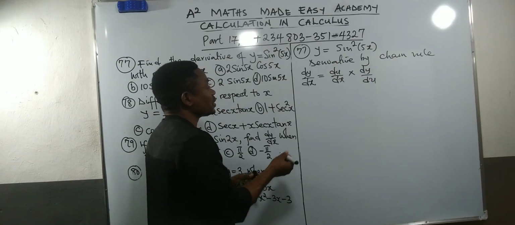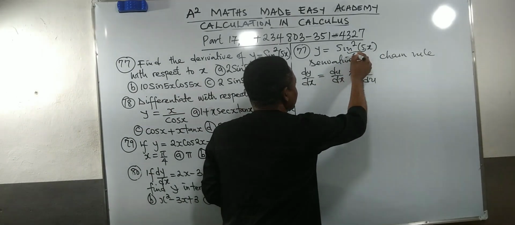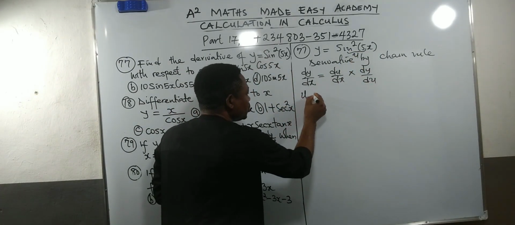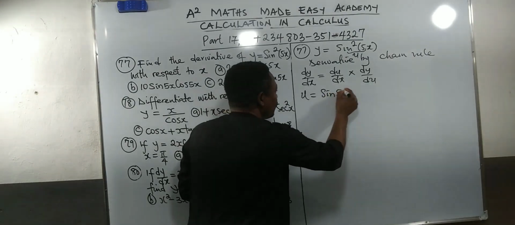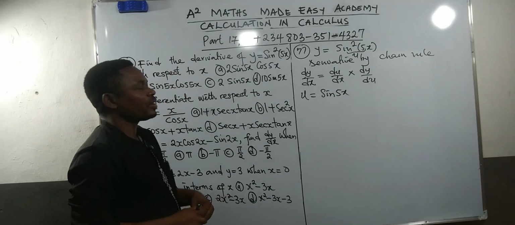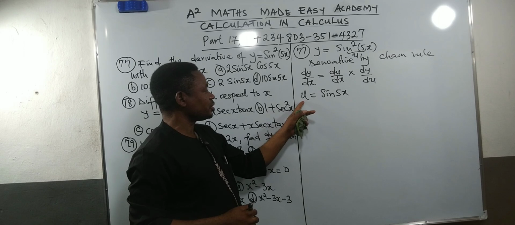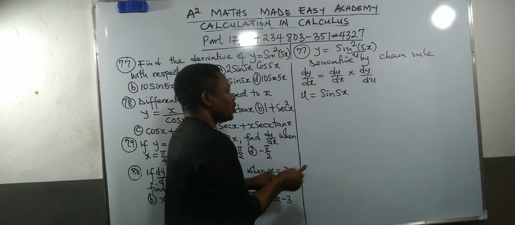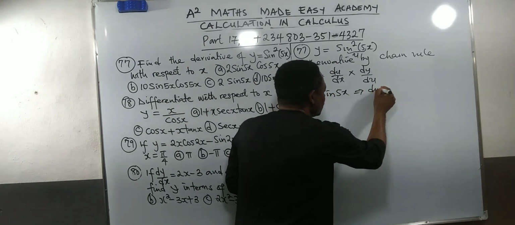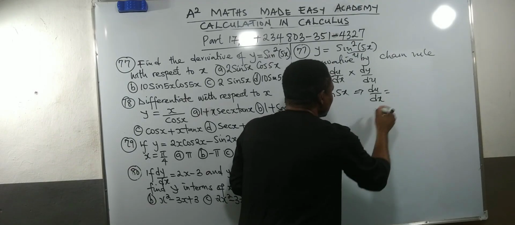Then what do we do? We will consider the base, that's how you do it, as u. So my u should now be sine 5x. So what am I going to do? I will differentiate u with respect to x, which will now give me du all over dx.